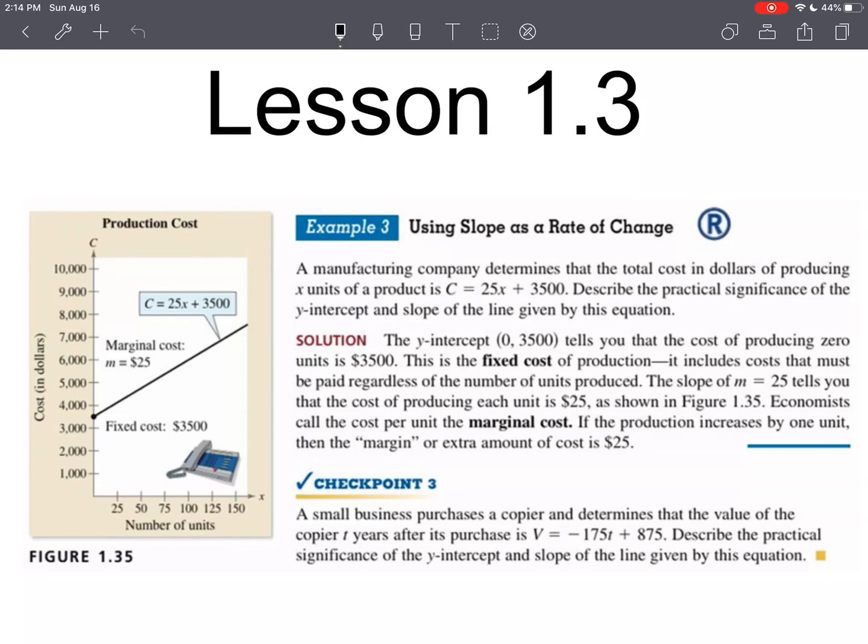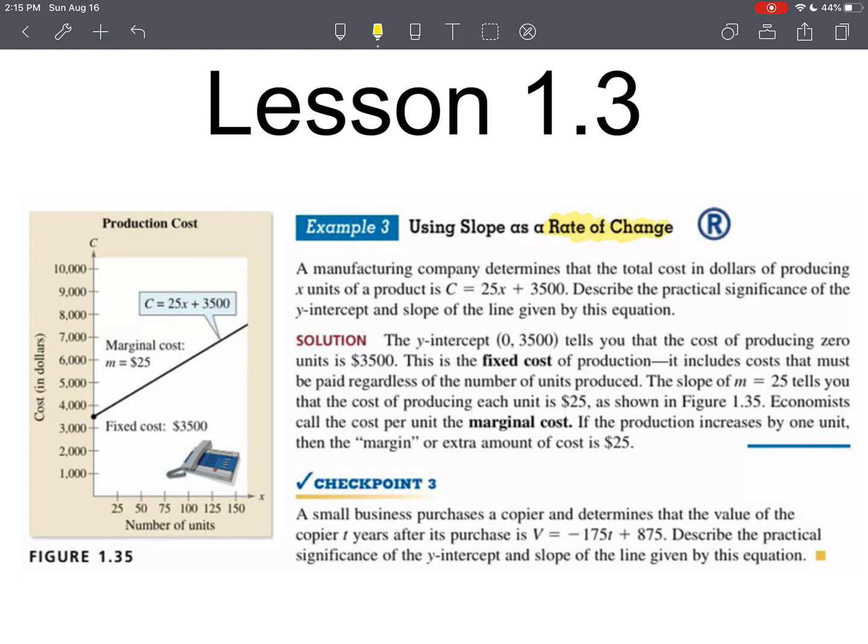We've been working with slope all the way back to middle school. So we're just going to do a quick review here. You can use a whiteboard to do this just to make sure you've got it. We're going to talk about slope as a rate of change.